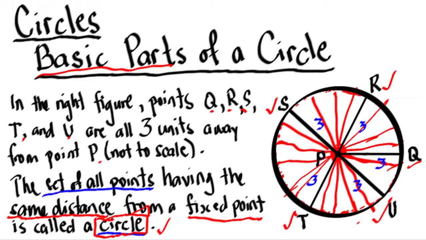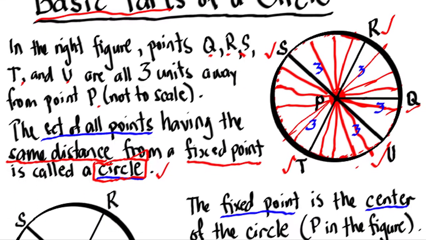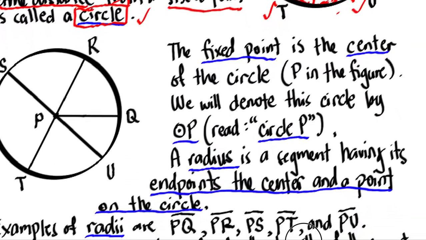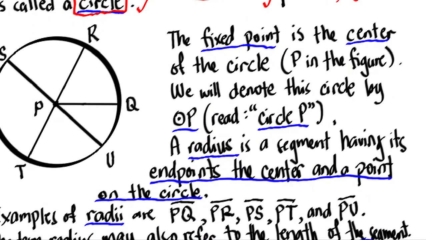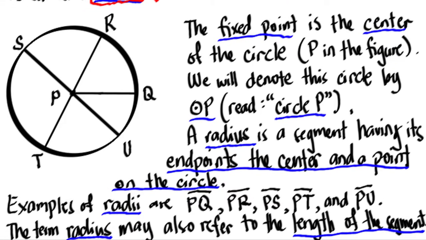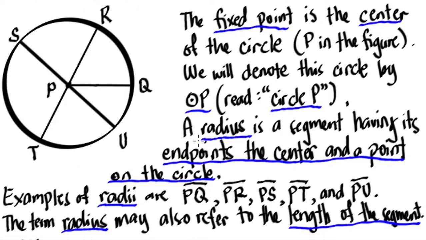Okay, so let's explore more parts of the circle. Let's move down a bit. Let me fix this a little bit more. So here's the same circle that we saw a while ago. The fixed point is what we call, again, the center of the circle. And here in our example, it is the point P in the figure.